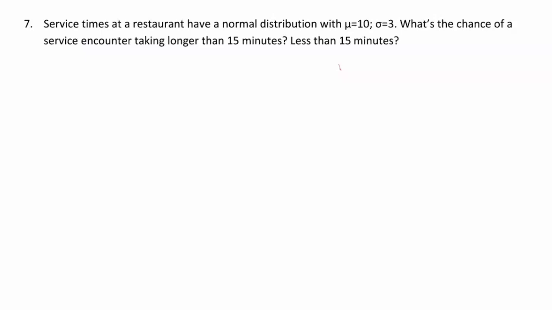We've got restaurant service times that are normally distributed with an average of 10 minutes and a standard deviation equal to 3. Again, this could have been data that we captured from historical observation. What we're being asked is, what's the chance of a service encounter taking longer than 15 minutes? Let's draw this information out.